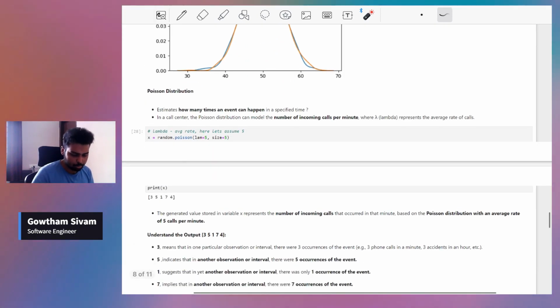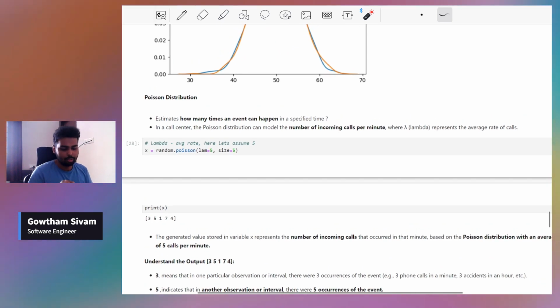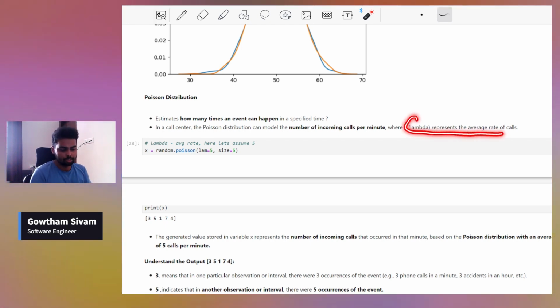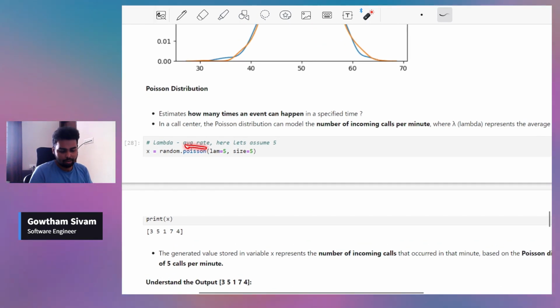Next is Poisson distribution. It estimates how many times an event can occur in a specific time. For example, there is a call center. The Poisson distribution models the number of incoming calls per minute, where lambda represents the average rate of the calls. For example, there is some 1 hour time duration and this call center has some X number of calls. That X should be an average value of the calls that you received in that 1 hour. So lambda is the average rate.